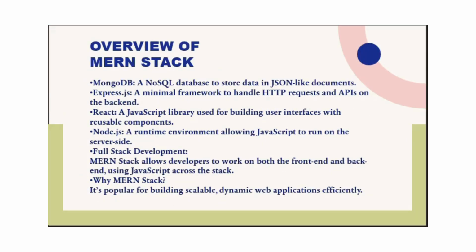MERN stack. So MERN stands for MongoDB, Express.js, React, and Node.js. These are four powerful technologies that combined allow you to develop full stack applications using JavaScript from start to finish. On the backend, we use MongoDB for the database, where we store data in flexible JSON-like documents. Express.js is a web framework that simplifies the creation of robust APIs. Node.js lets us run JavaScript on the server, which makes it possible to use the same language on both the front end and back end.